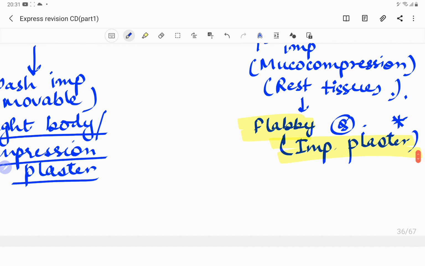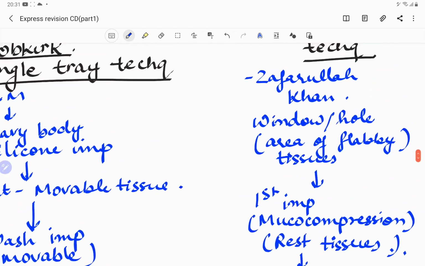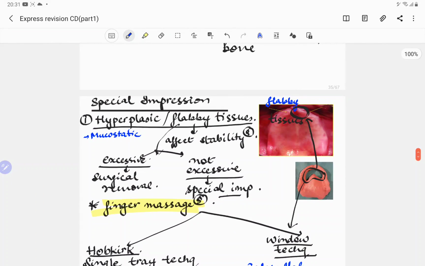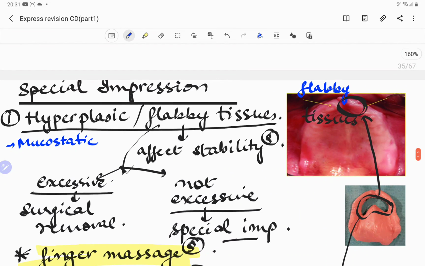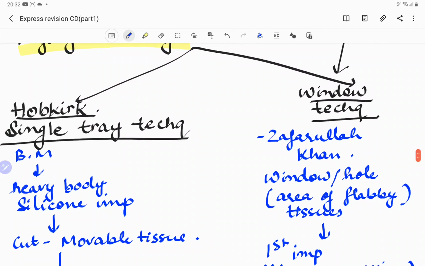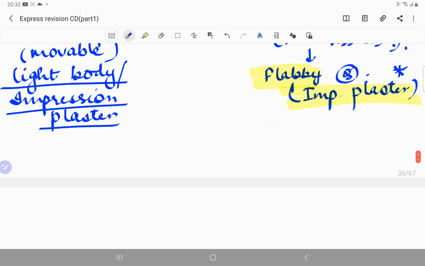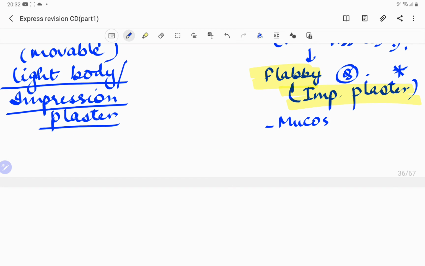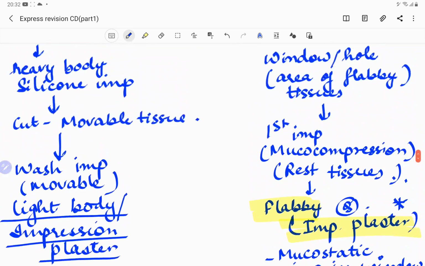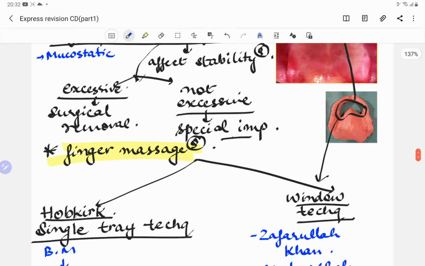Then the impression plaster is painted over the flabby area. We put impression plaster over the flabby tissues, then place the tray and take a mucostatic impression. This is a mucostatic impression in the window. That is why it is called the window technique: with a burr we are drilling or cutting out this particular area, so we have created a window.